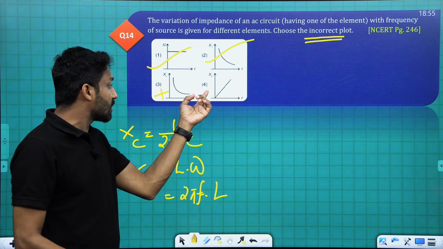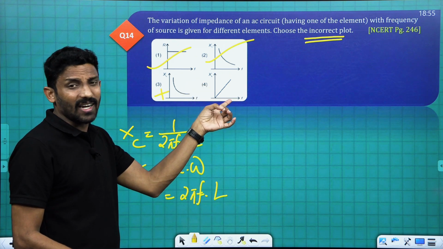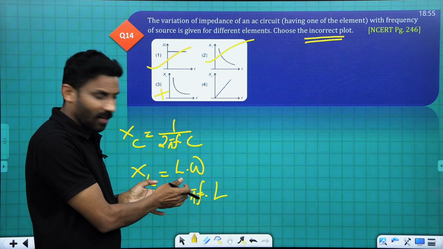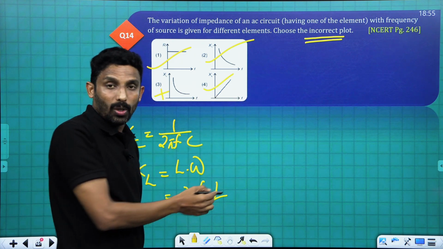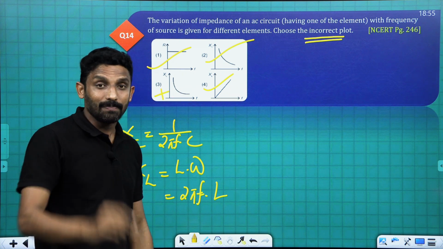And the fourth one, you see XL and frequency are directly proportional. Very clear from this equation. Okay. So this graph is also true. So the answer of the question is option 3.